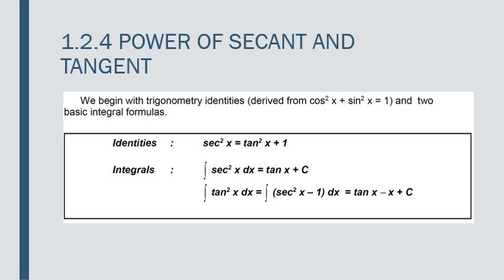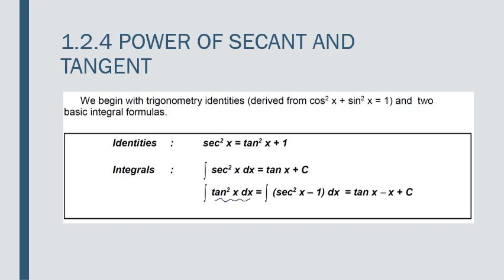We begin with trigonometric identities derived from cos square x plus sine square x equal to 1, and two basic integral formulas. The identity that we use is secant square x equal to tangent square x plus 1. Then the integral of secant square x dx is equal to tangent x plus c. And the integral of tangent square x dx equals the integral of secant square x minus 1 dx, equal to tangent x minus x plus c, where we use the substitution identity.